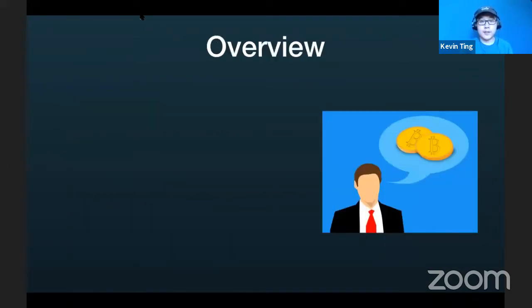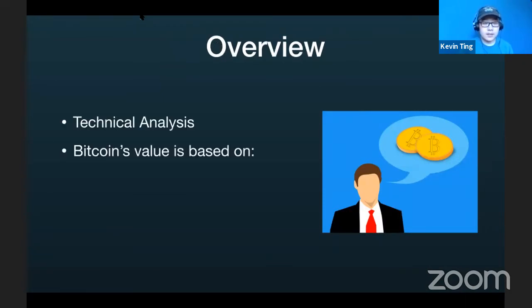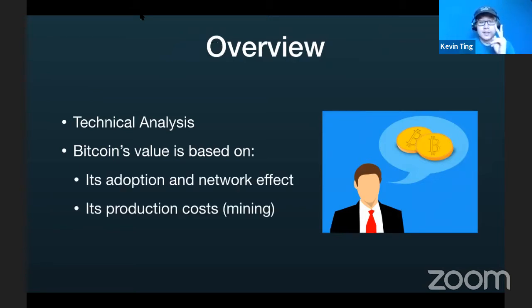Just a quick overview of the ones that we're going to cover today. First, we're going to chat real quick about technical analysis and how that fits into the picture. Then we'll take a look at Bitcoin's value based on its adoption and network effect, number one, its production cost by mining, number two, and its market size as a currency, number three.